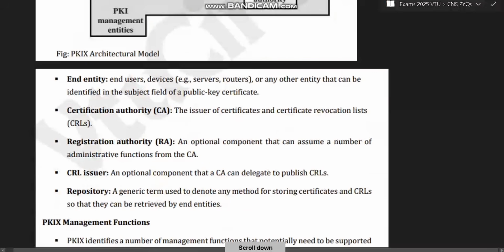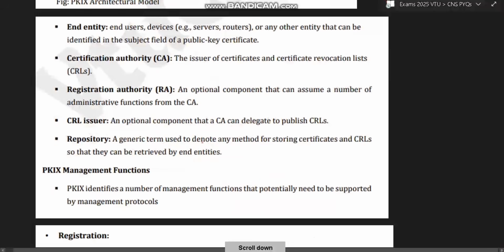Okay, so what is end entity? The end user or the devices like server, router, or any other entity that can be identified in the subject field of a public key certificate. Who all are participating in this process? Those are called end entities. Second is certification authority, who is giving the certificate, the issuer of the certificate. Okay, and registration authority, who is registering those certificates. CRL issuer, an optional component that a CA can delegate to publish the CRLs. Repository, a generic term used to denote any method for storing the certificates and CRLs so that they can be retrieved by the end entities.